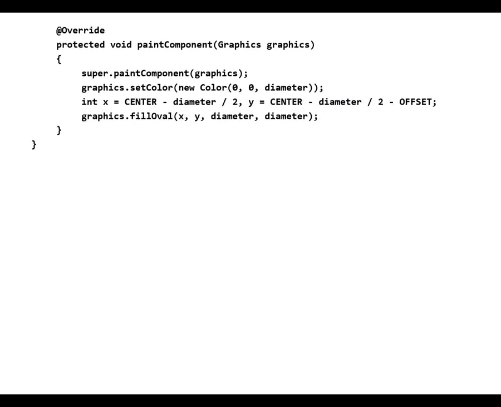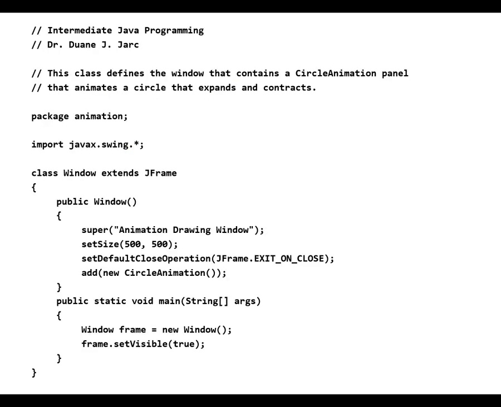Finally, we scroll down to the paintComponent method. It first sets the color. By using the value of the diameter as the intensity of the blue component, as the circle gets smaller, the blue color gets darker. It then paints the circle. It uses calculations similar to ones we saw with the colorable circle class to center the circle in the panel. As always, we need a main method that defines the window. An object of the circle animation class is added to that window.